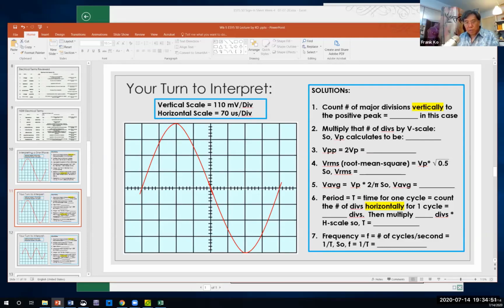How many people concur that it should be 560 microseconds? Good job. Thumbs up. Okay, very good. 560 microseconds. Excellent. Thank you. Now, the next one, Erica, can you walk us through how we calculate number 7, please? How do we calculate frequency? Are you there, Erica?